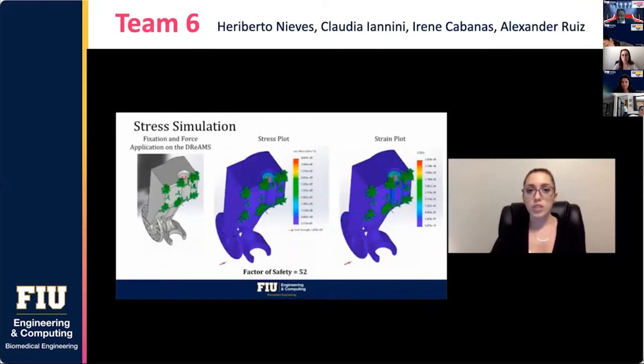A stress simulation was then performed to guarantee that the standoff would not detach or deform when a force of 2 pounds was applied to it. The factor of safety obtained this time was 52. Both simulations were conducted using conditions more extreme than those that the Dreams would actually be subjected to.